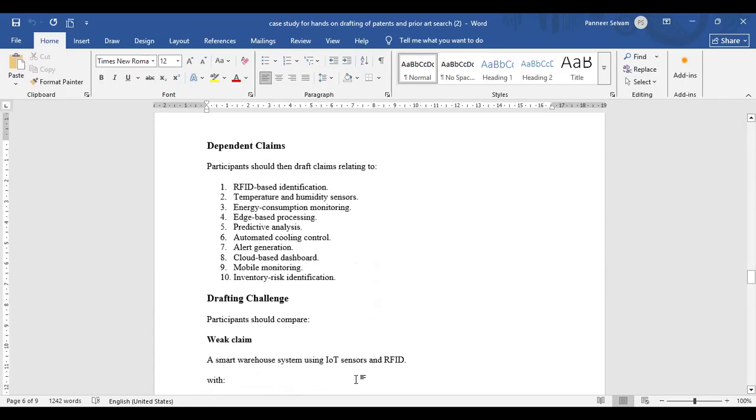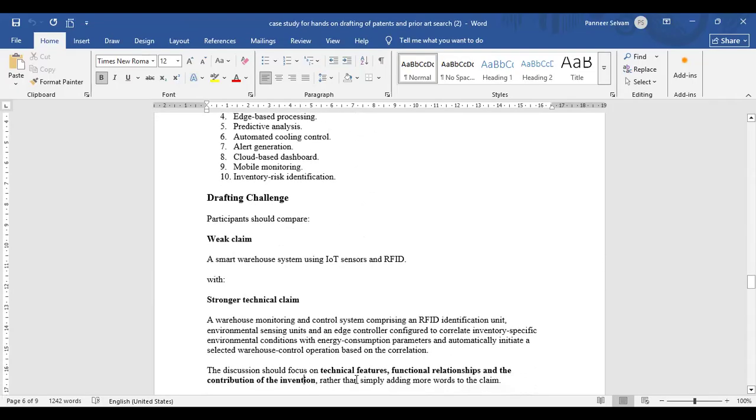Let us compare two approaches. A weak patent claim might simply state a smart warehouse system using IoT sensors and RFID. Such a claim is very broad and may merely combine known technologies.